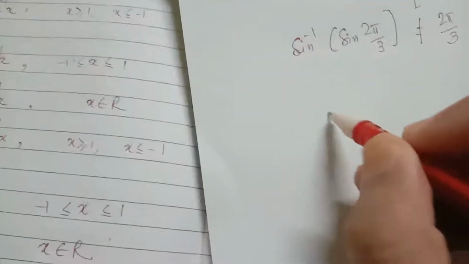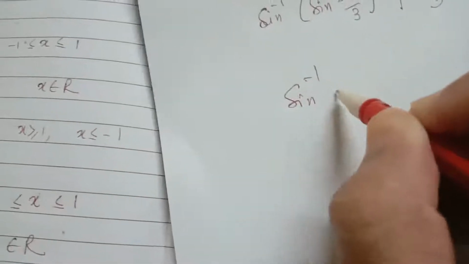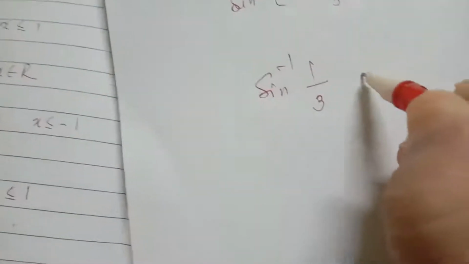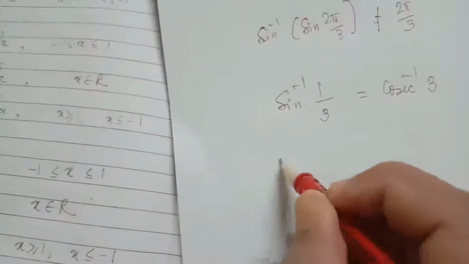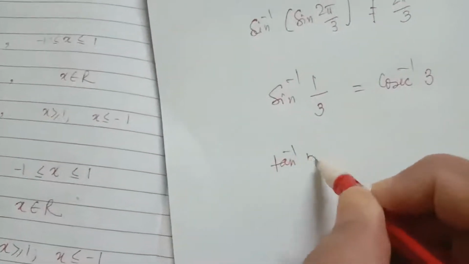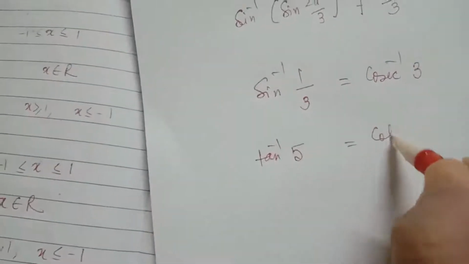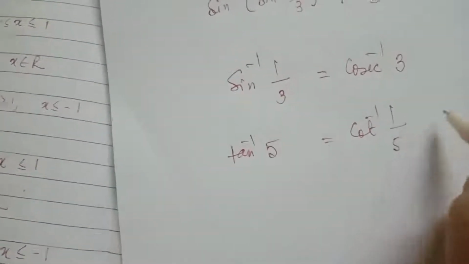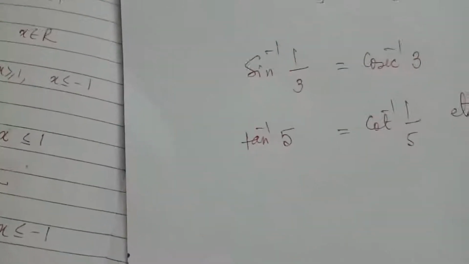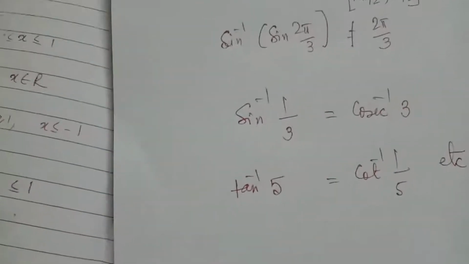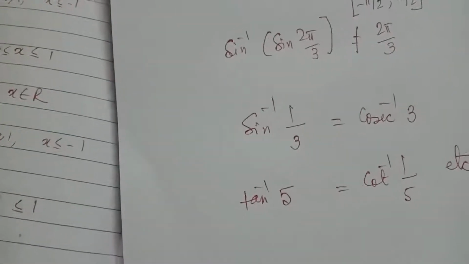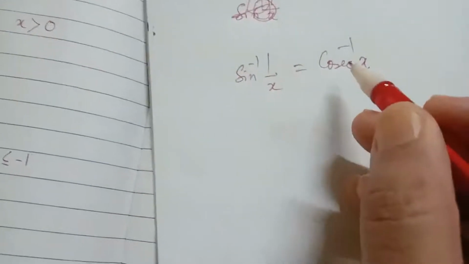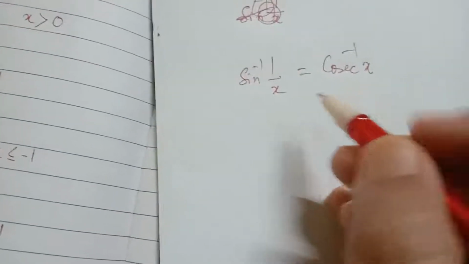You can see sine inverse of 1 by 3 is equal to cosec inverse of 3. Tan inverse of 5 is equal to cot inverse of 1 by 5, etc. This is the use of the property. We can prove also. Let me prove one of these three results. Let us prove this one: sine inverse of 1 by x equal to cosec inverse of x.